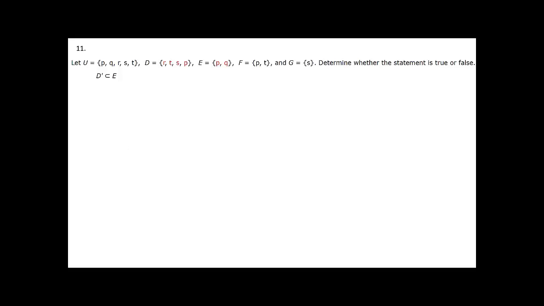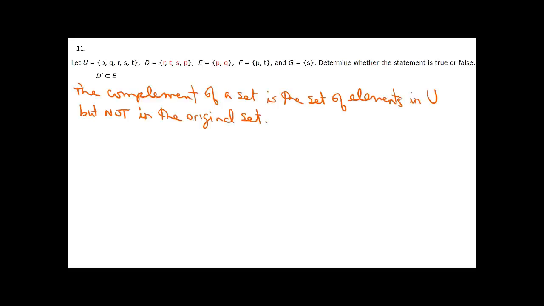Similar problem. Universal set is the set containing P, Q, R, S, and T. And then you have some other sets, including D, which contains R, T, S, and P, and E, which contains P and Q. You want to find out if D complement is a proper subset of E. So we need to first find out what the complement of D is. And remember, the complement of a set are the elements that are in the universal set but not in the original set. So I first need to write out what D is.